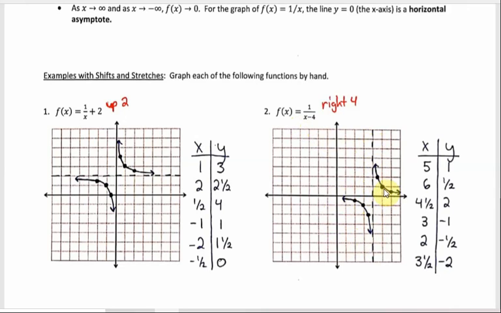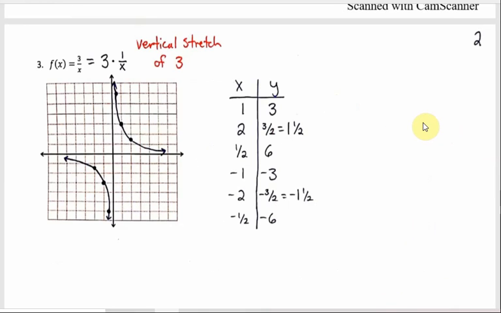And then all the points are going to shift over 4. So I just added 4 to all the x coordinates, and then it's the same shape, right? Just all the points shifted over, but it's the same overall shape as it would be for just 1 over x. And then here's a stretch.